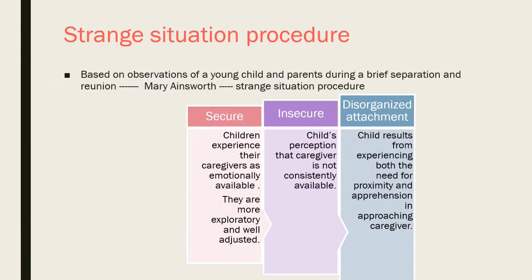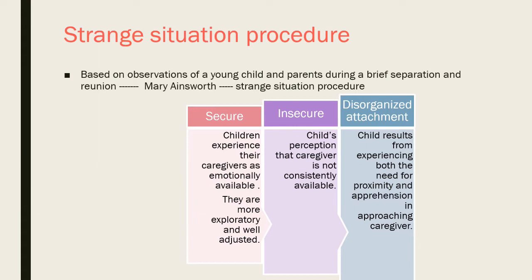Strange situation procedure. Based on the observations of a young child and parents during the brief separation and reunion, Mary Ainsworth formulated the strange situation procedure, where there are 3 types of attachment: secure, insecure, and disorganized attachment.